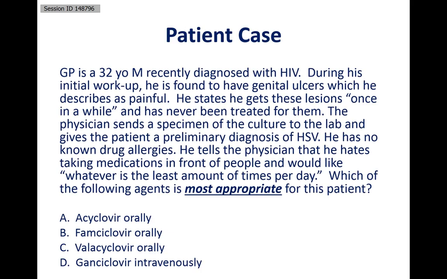All right, we're gonna finish up with a long case. We have GP, who's a 32-year-old male recently diagnosed with HIV. During his initial workup, he's found to have genital ulcers, which he describes as painful. He states he gets these lesions once in a while and has never been treated for them. The physician sends a specimen for culture to the lab and gives the patient a preliminary diagnosis of HSV. He has no known drug allergies. He tells the physician that he hates taking medication in front of people and would like whatever is the least amount of times per day. Which of the following agents is most appropriate for this patient?